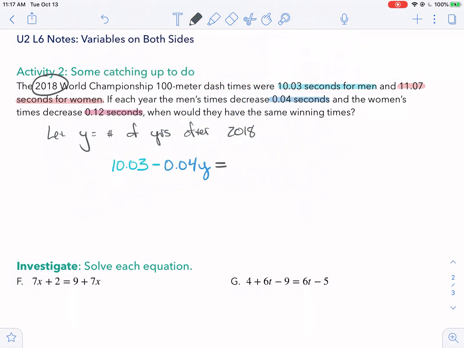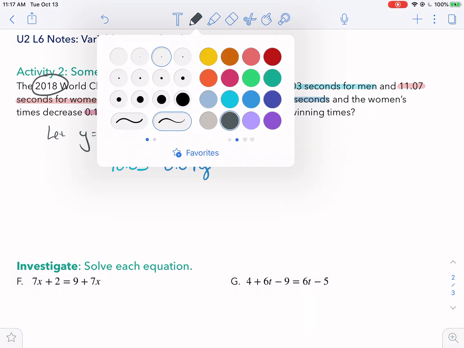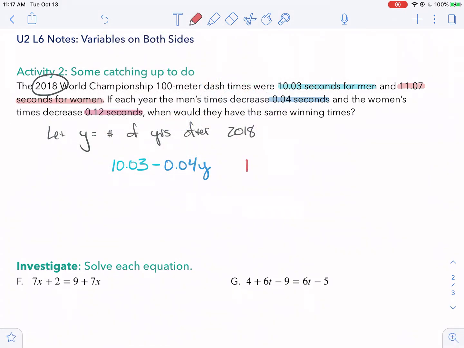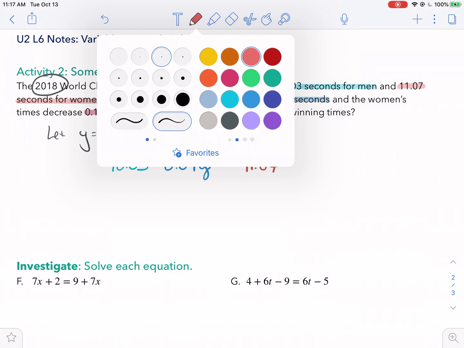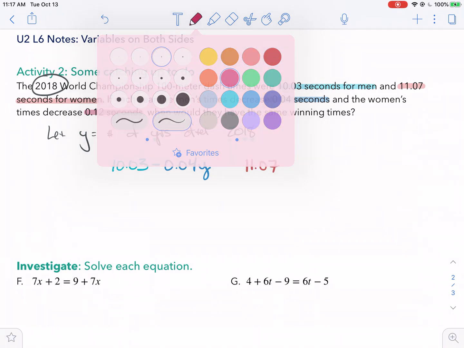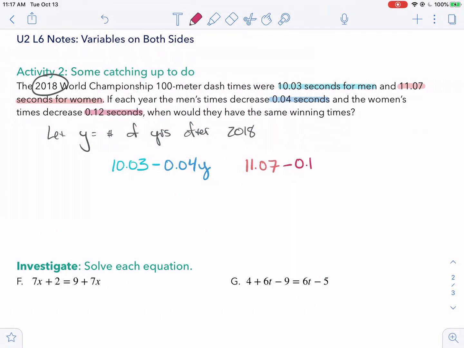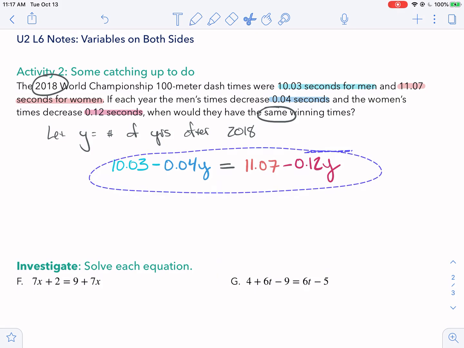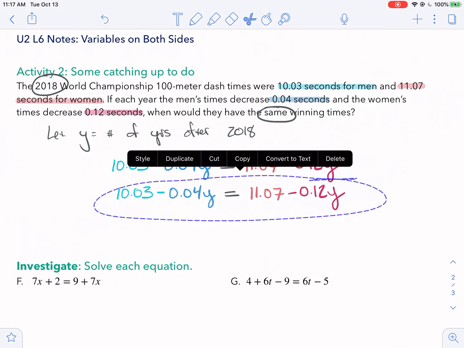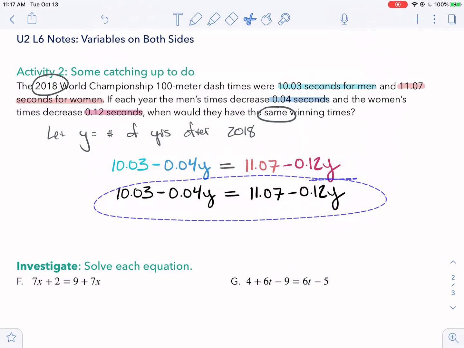Following the same pattern, we want to find out the women's time. So the women's time is 11.07 seconds, but it's been decreasing by 0.12 seconds every year. And we want to find out when they are going to be the same. So we set them equal to each other. Well, there you have it. We've got our equation. Now we just need to solve it.